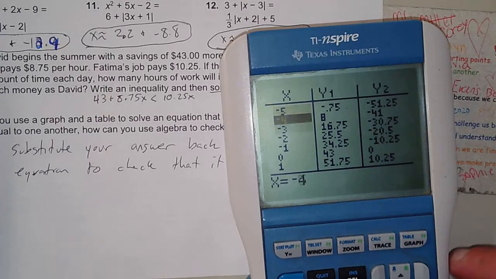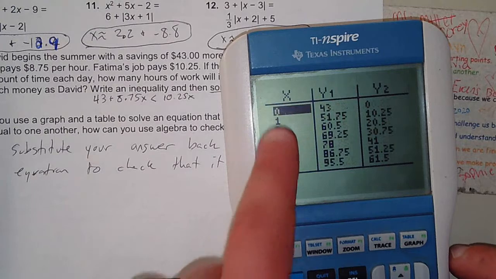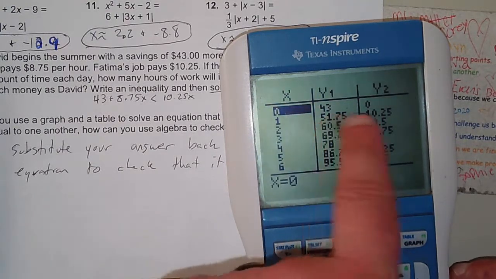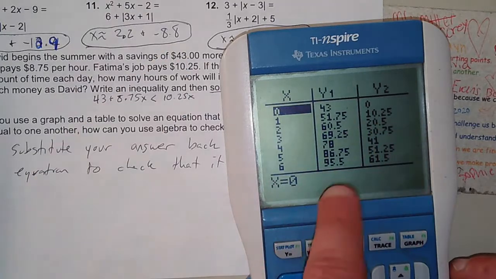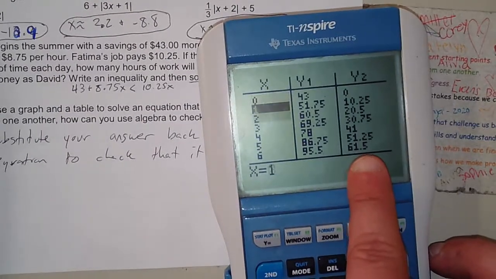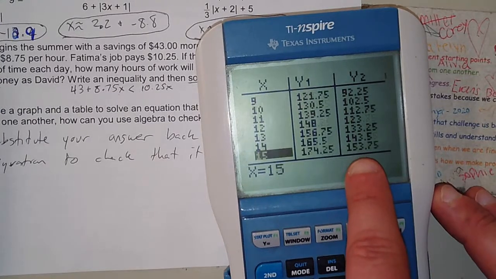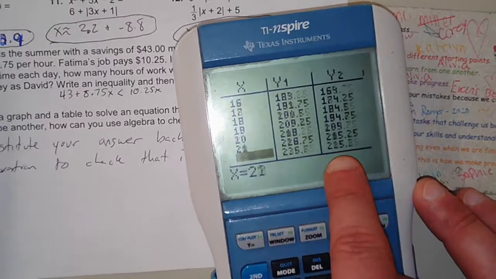And here's kind of the breakdown. At 0 hours worked, he has 43 and she has nothing. After 1 hour, he made some, she made some. So really we're looking for, when is this one going to overtake? Because obviously it starts off smaller. So I just went table route here and I just kind of scrolled down and I kept looking and I was waiting for when this one gets bigger, but it isn't yet.